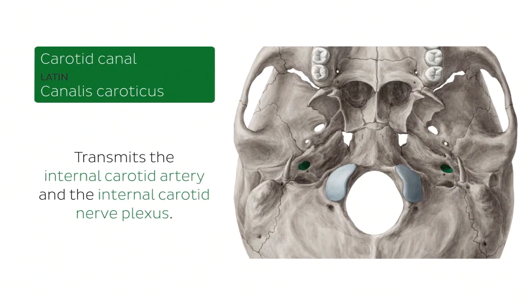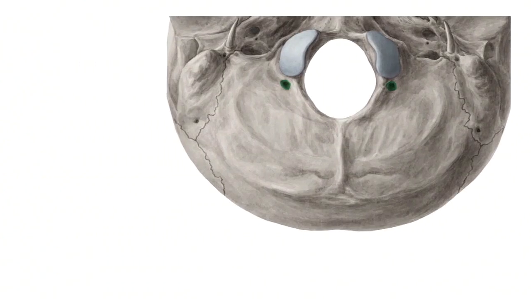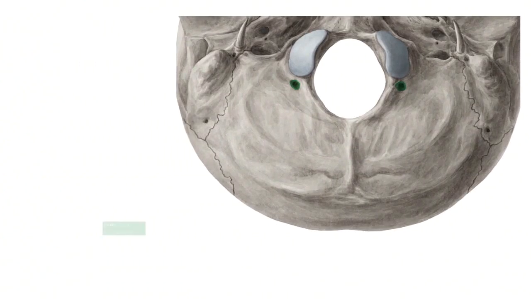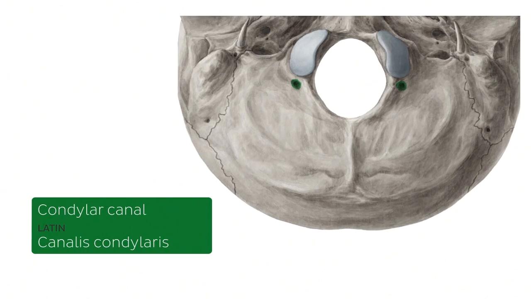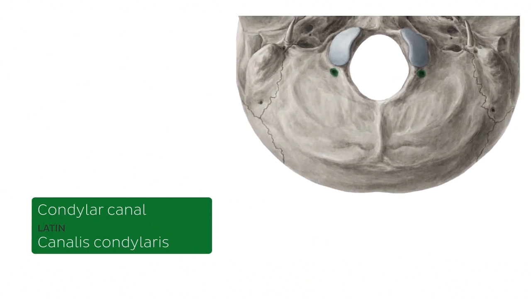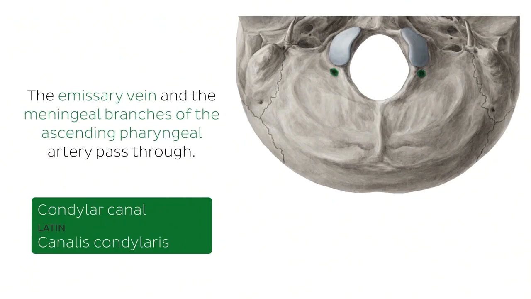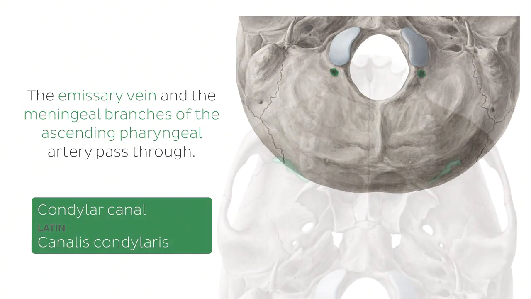The next set of structures are going to be also two canals, and these are known as the condylar canals. They're found behind the occipital condyle, and the condylar canal is where the emissary vein and the meningeal branches of the ascending pharyngeal artery pass through.